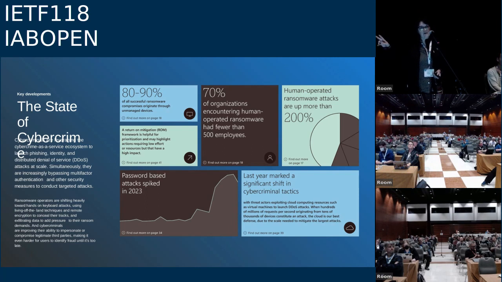But essentially, two of the things to point out here. One is 70% of all organizations now from a ransomware attack perspective are small, medium business, again, because they don't have the amount of money to be able to put into potentially protecting themselves. 80 to 90% of this from a ransomware perspective is through unmanaged devices, right? So we do want to be thinking about what we can do to increase that bar from a fundamental protection perspective.